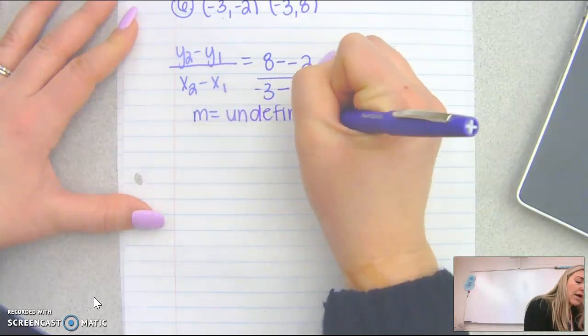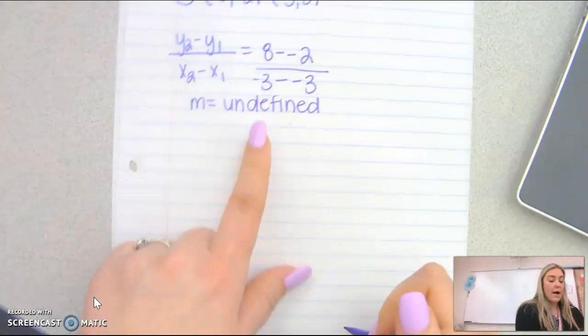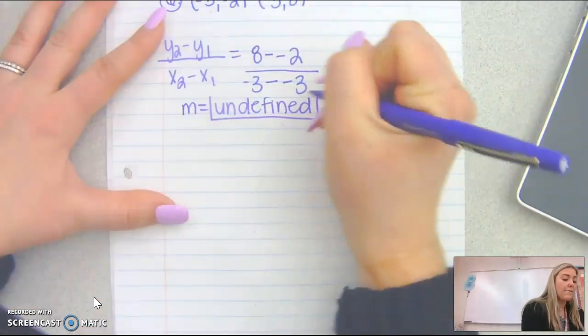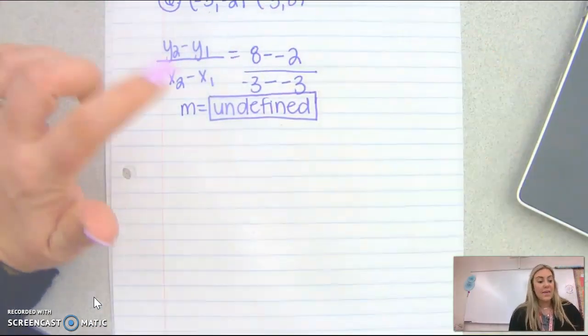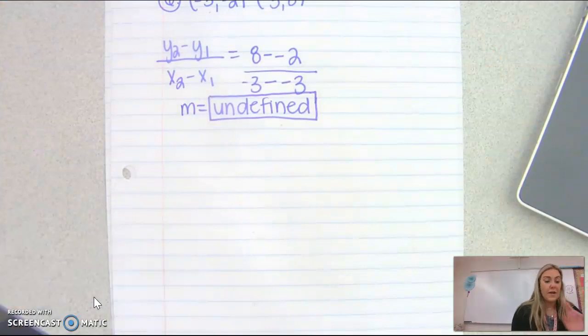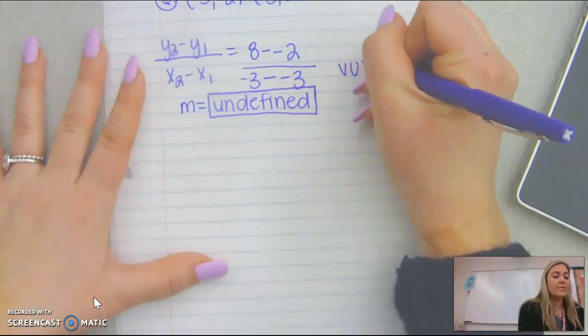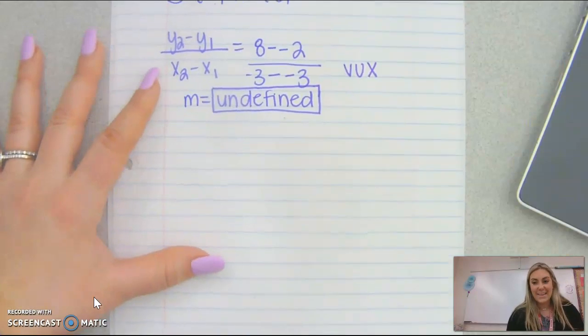So in Buzz, when it asks me for my slope, I would write the word undefined in that box. That also means that if I graphed it, it would be a Vux line, but you don't have to worry about that for that assignment.